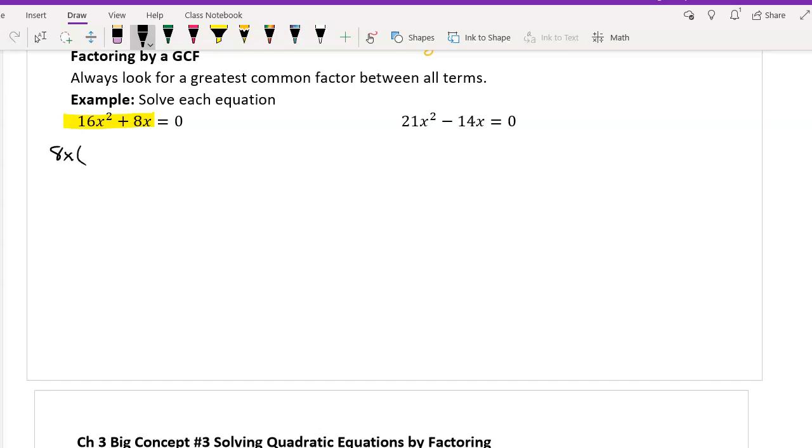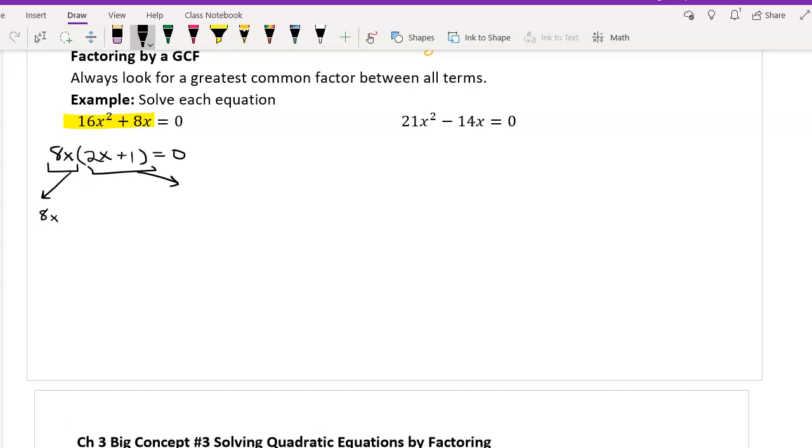Now, 16 divided by 8 is 2. I have 2 x's here, 1 x here, so 2 minus 1 is 1. 8 divided by 8 is 1. I have 1 x here, 1 x here, so 1x minus 1x is 0. So now that is my factored form. But now we have to solve each equation. To solve each equation, you take each of the factors and you set them equal to 0.